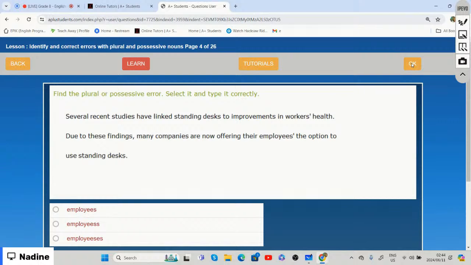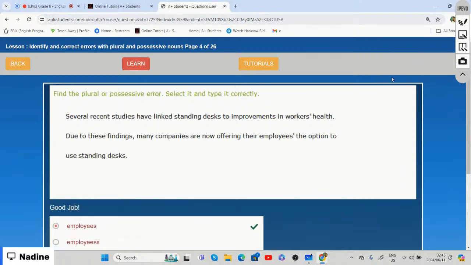So now we need to see if there is a plural or a possessive error. And if we're referring to employees, right, they are offering employees the option to use standing desks, right? Then it means that they are referring to more than one person working at the company, right? They're not referring to something who owns something. So we can say employees, which is going to be plural and not possession.